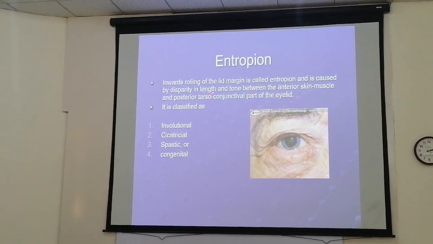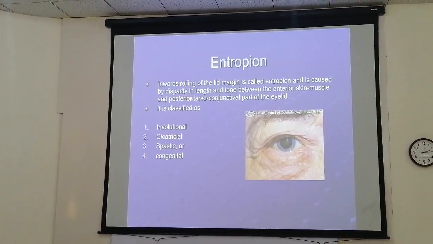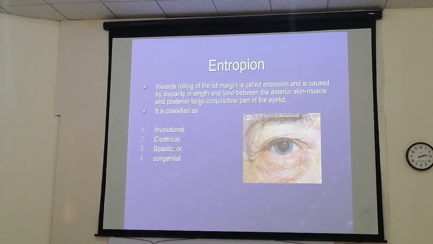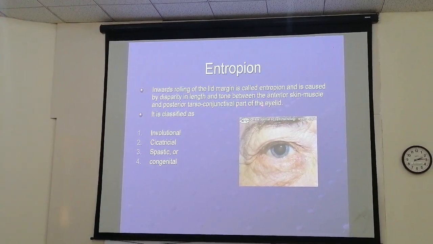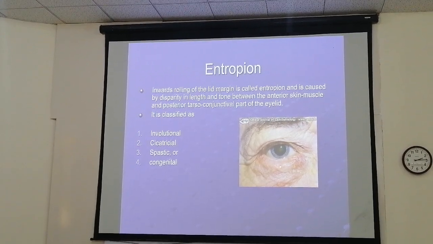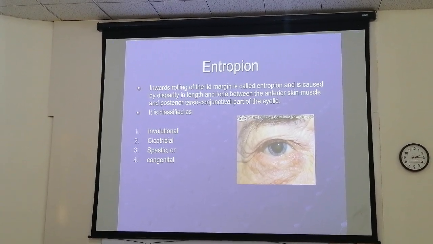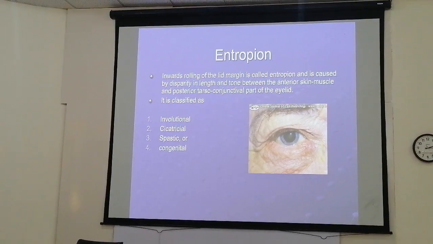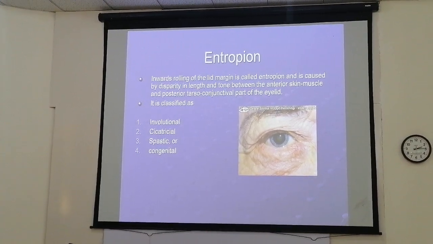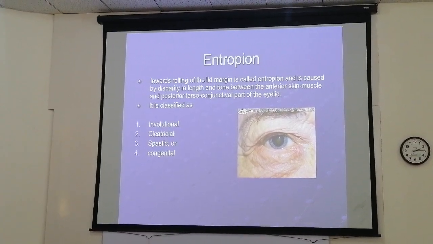Inward rolling of the lid margin is called entropion, and is caused by disparity in length and tone between the anterior skin muscle and posterior tarsoconjunctival part of the eyelid. If you see the lower eyelid, it has got two lamellae. One is the anterior lamella, one is the posterior lamella. Anterior lamella consists of skin, subcutaneous tissue, and then comes the gray line, which is an avascular area. And then the other layers, that is the muscular layer.